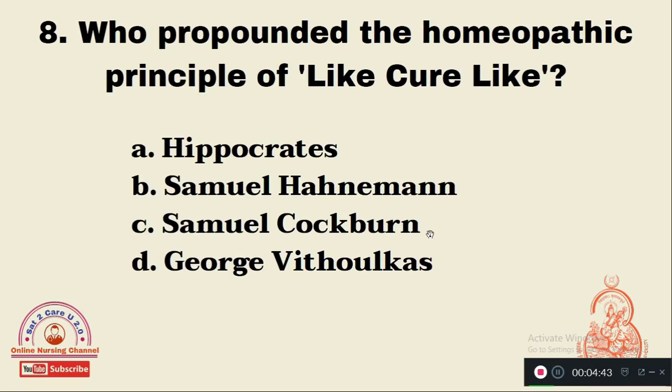Question number 8. Who propounded the homeopathic principle of like cures like? Option A, Hippocrates. Option B, Samuel Hahnemann. Option C, Samuel Cockburn. Option D, George Vithoulkas. The father of homeopathic medicine, who propounded the principle of like cures like, is option B, Samuel Hahnemann.